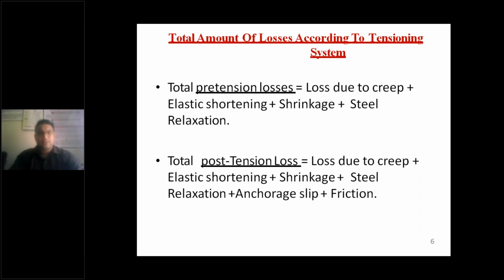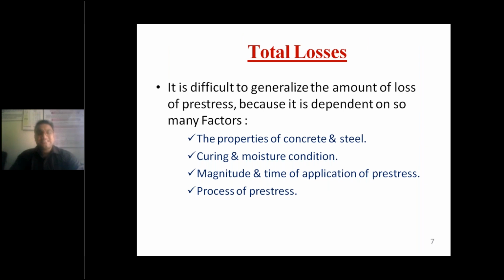Yes, it is difficult to generalize the amount of loss of prestress because it depends on so many factors. That's true. Why? Because there are around six losses. Do you think that calculating all these losses with empirical formulas is that easy? No. Why? As we discussed all the losses, let's talk about creep, let's talk about shrinkage. Every loss happens because of many factors, and every factor plays a vital role in calculating that loss.